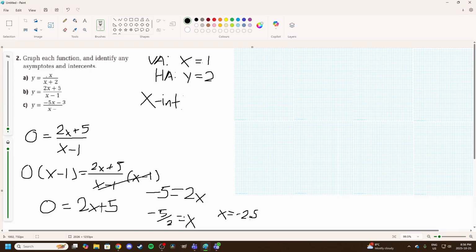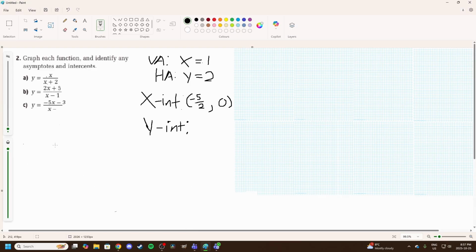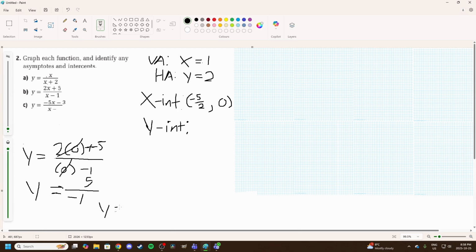Okay? Now let's look for our y-intercept. Our y-intercept is when x equals 0. Okay? So let's do that. We have y equals (2 multiplied by 0 plus 5) over (0 minus 1). Okay? So this is gone. This is gone. We're left with y equals 5 over negative 1. Cool. So this just means y equals negative 5, right?